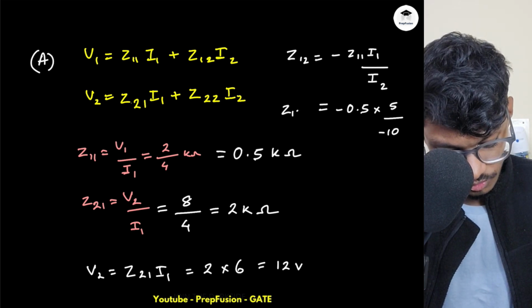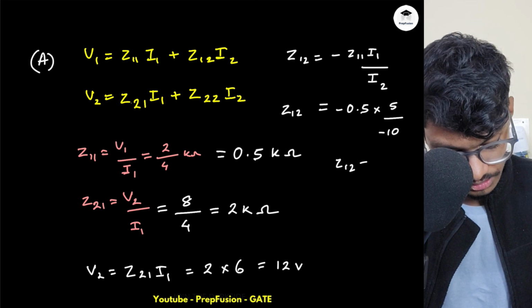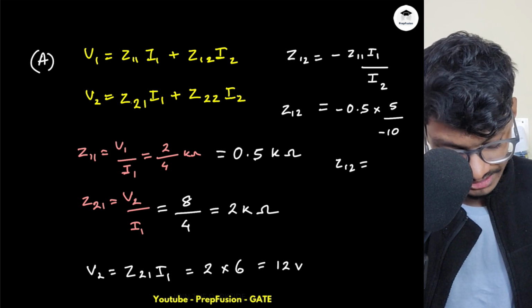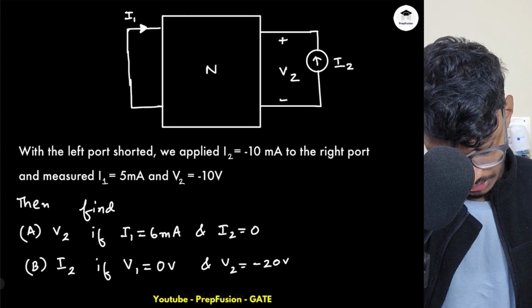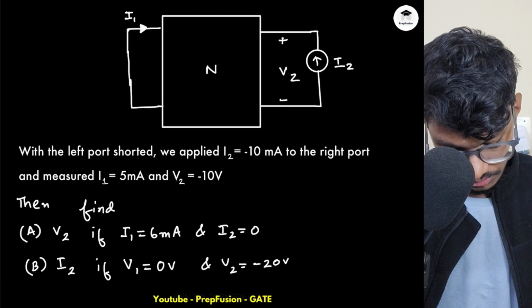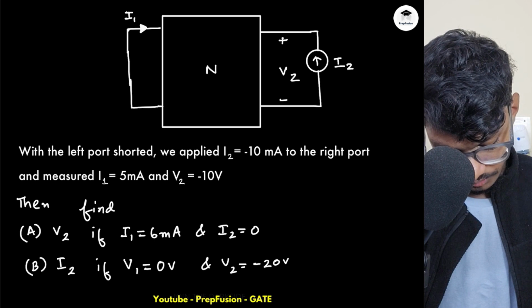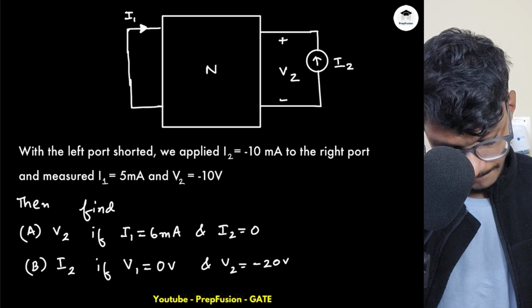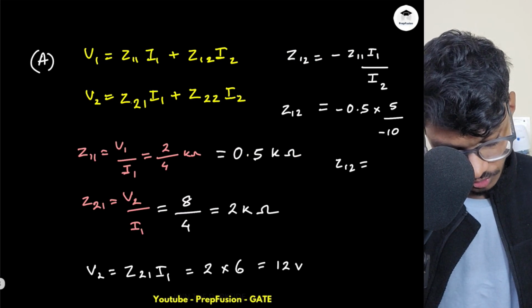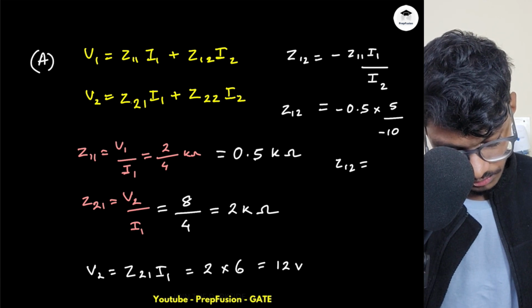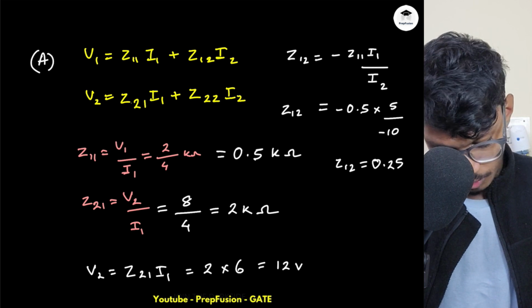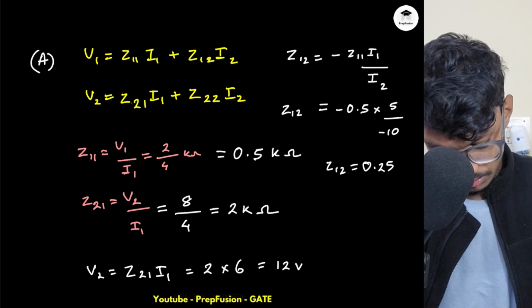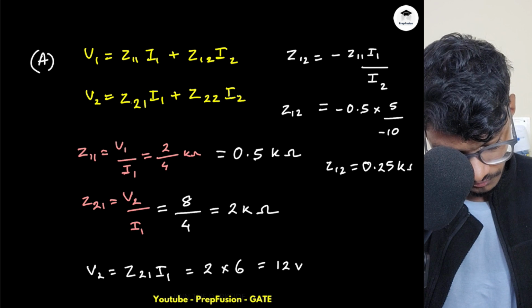So your Z12 becomes what? The minus gets cancelled. I1 is 5 and I2 is minus 10, that's fine. So this will be 0.25 kilo ohms, right? 0.25 kilo ohms.